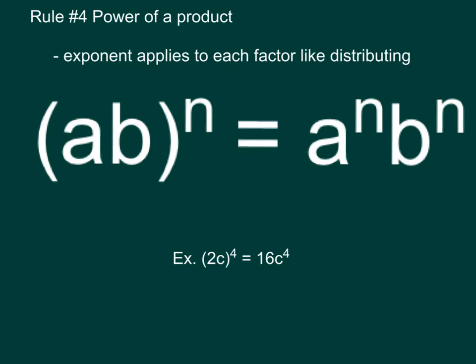Rule number 4, power of a product. The exponent applies to each factor, like in distributing. So here we have a times b, all to the power of n, equals a to the power of n times b to the power of n. Okay, down here is an example. We have outside parentheses raised to the power of 4 with a 2c inside. So your final answer is 16c to the 4th. I get there because I had 2 to the power of 4, c to the power of 4. 2 to the power of 4 is 16.